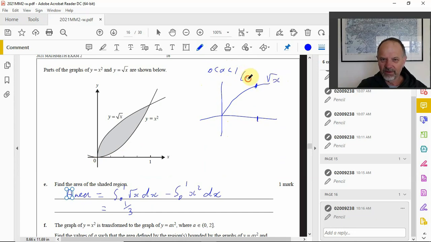And so that point there, of course, is 1, 1. But our x squared graph now goes like this. And so we're looking at the area between, this area here is equal to 1. So in this case, what have we got? We've got the area underneath the root minus the area underneath the x squared.